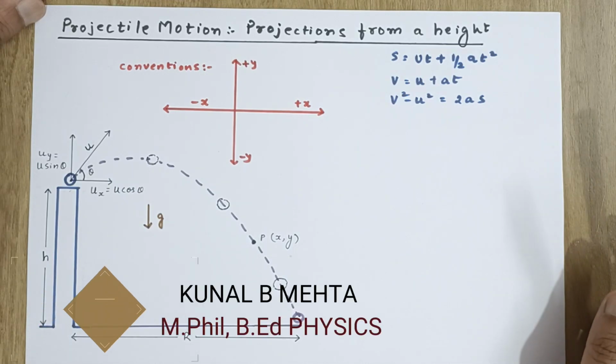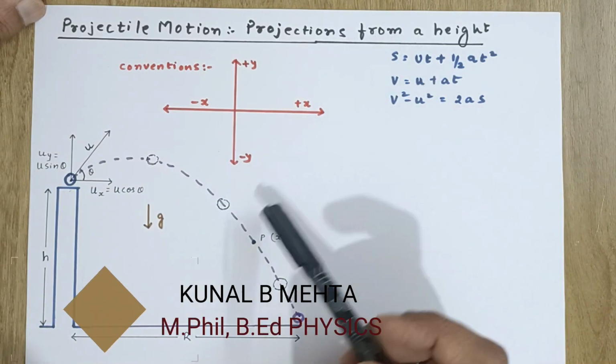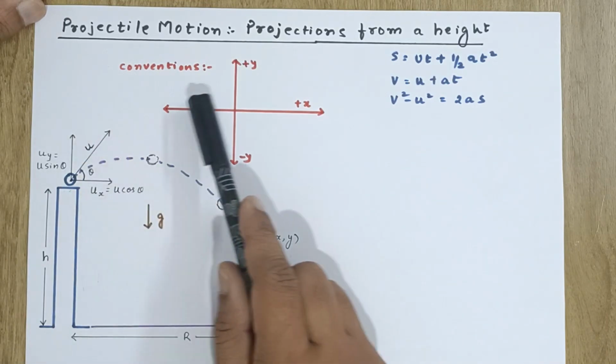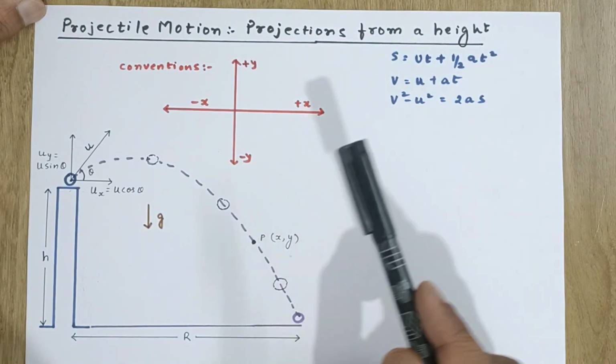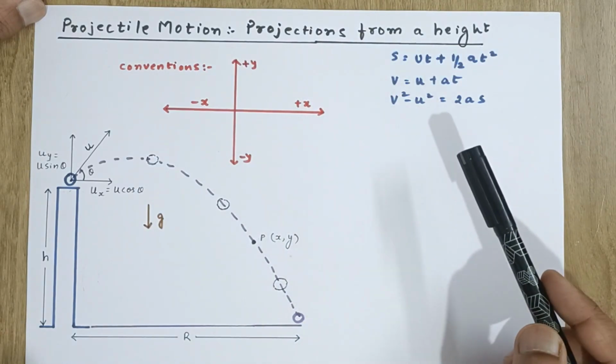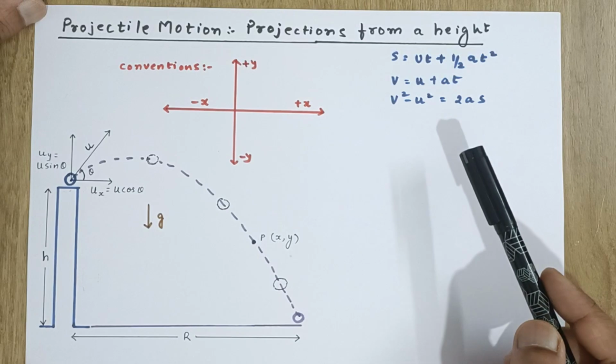This is Kunal Mehta from Make Me Scientific, and in this video lecture we are going to take up projectile motion, a special case, that is projections from a height. So basically this is a part of vectors, standard 11 physics.